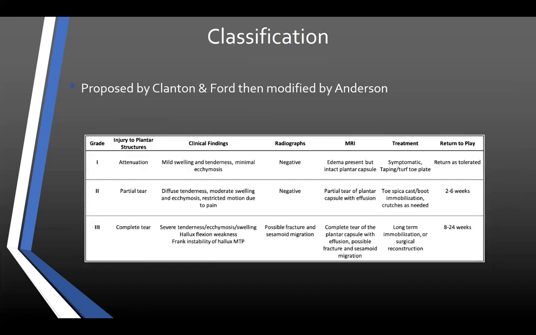Looking at the classification system, the first true classification of turf toe was proposed in 1994 by Clanton and Ford, and then in 2002 this was modified by Anderson, which included MRI findings, as well as a framework for projected return to play guidelines.